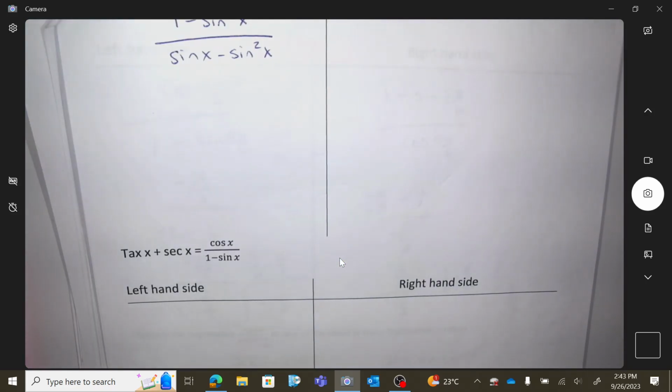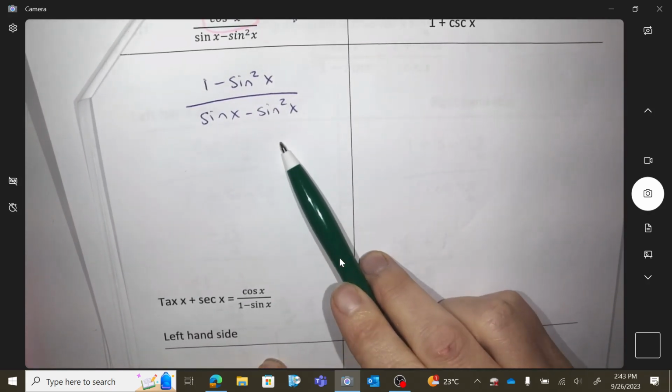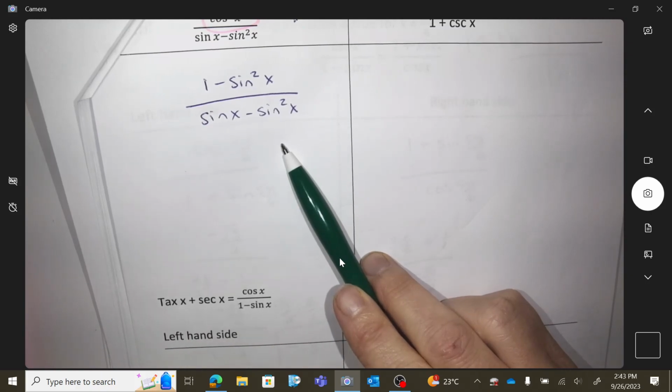I hate whoever made these rules. Oh, maybe not. Okay, it's a bad word. So you cannot cancel those. Do we see it? You can't cancel them because they're adders.